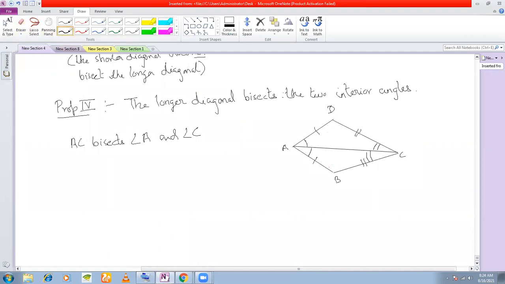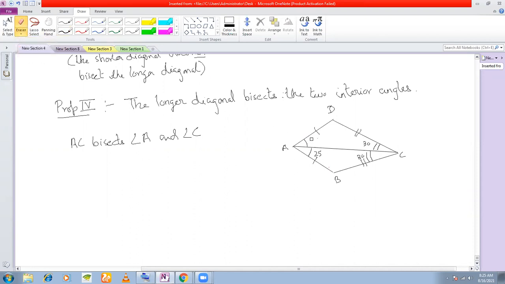For example, if I give you this to be say 25 degree, then this will also be 25 degree. And if I give this to be 30 degree, this will also be 30 degree. And then are angle A and angle C equal? What is angle A? 25 plus 25, right? 50 degree. And what is angle C? 30 plus 30, which is 60 degree. So they are unequal. Okay, so remember this.